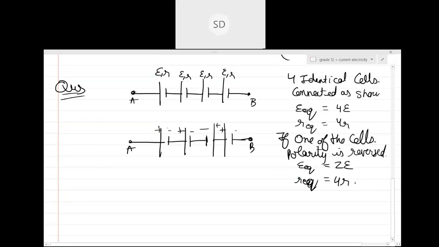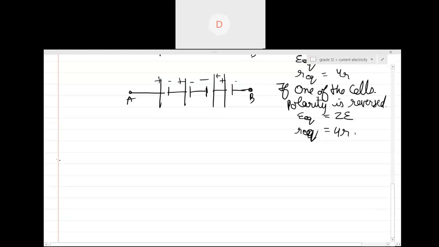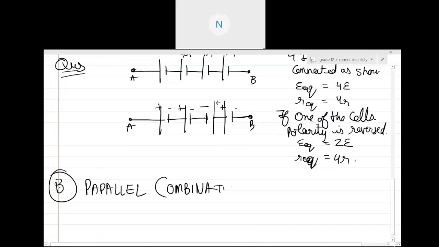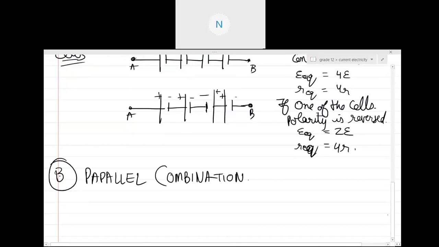Any doubt in this? I don't think so. No, sir. Okay, let's do the next thing, which is called the parallel combination of them. So now let's do the parallel combination.